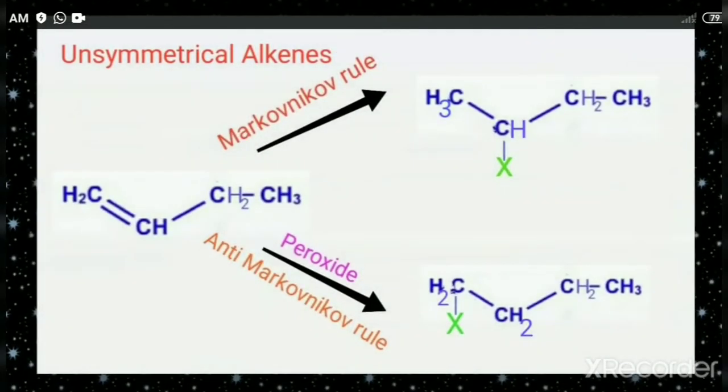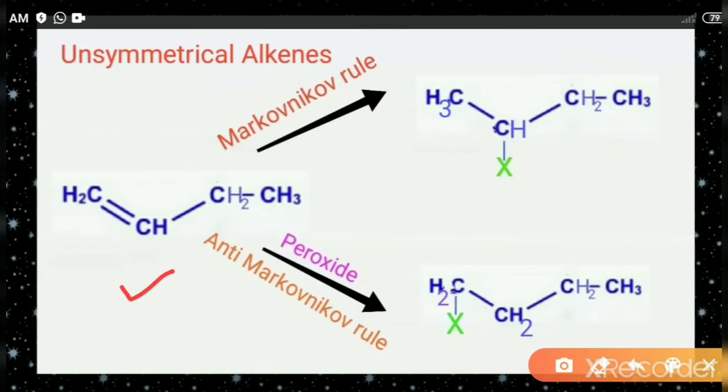But in the case of an unsymmetrical alkene, we need to follow a rule. This rule we discussed last year in the class, that is Markovnikov rule and anti-Markovnikov rule. Let us discuss this once again. If the alkene is unsymmetrical, that means this is an alkene which is unsymmetrical. You can check the focusing area is these two carbon atoms. That means double bonded carbon atoms are the focusing area.